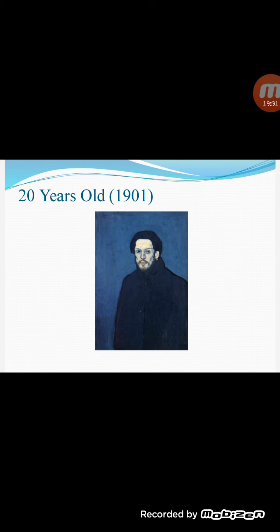This work was painted after the suicide of one of Picasso's close friends and marked the beginning of what is called his blue period. His face is deathly white and he looks a lot older than he was. He painted himself the way he felt: lonely, isolated, and miserable.